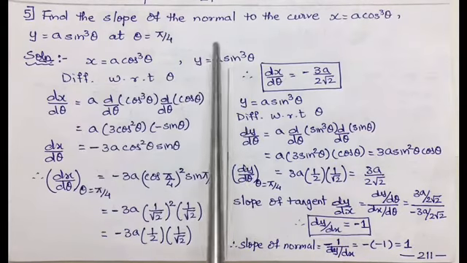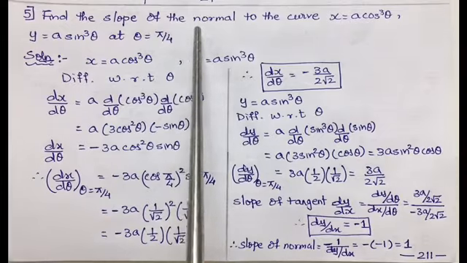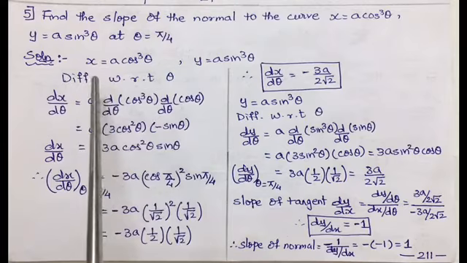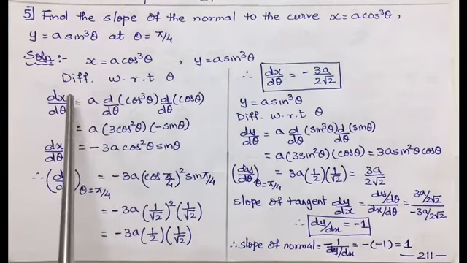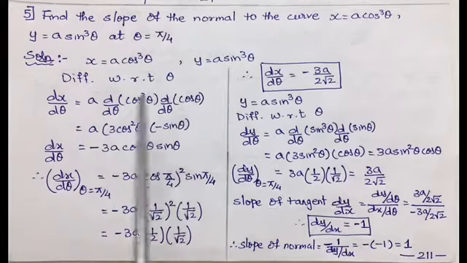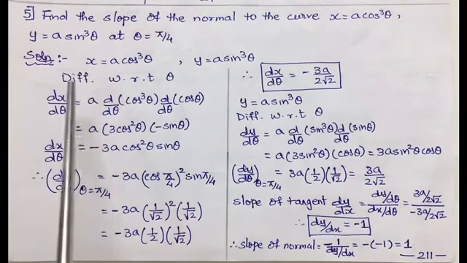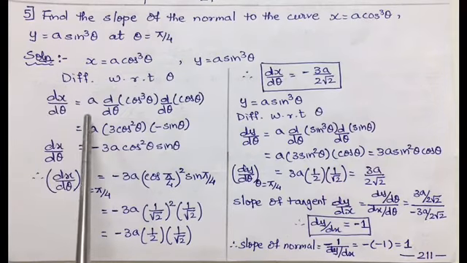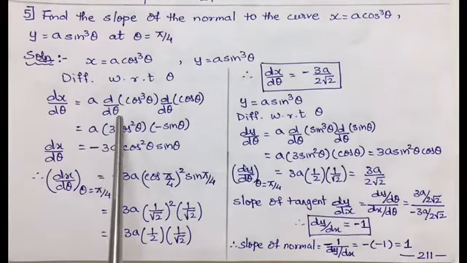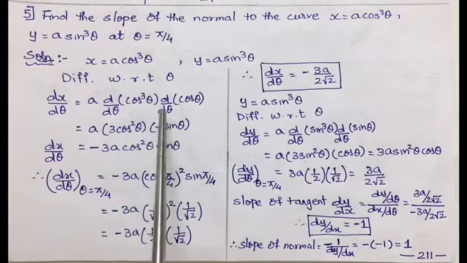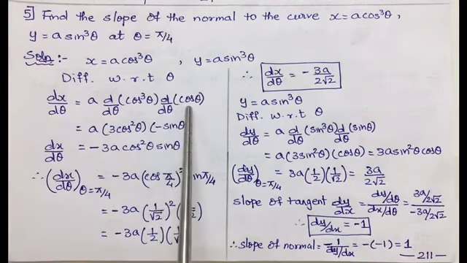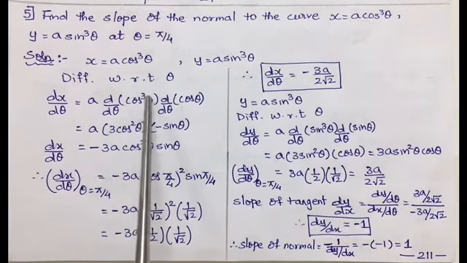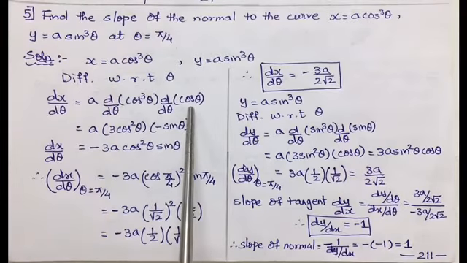So while calculating the slope, we need to calculate dy by dx. For that, x and y both will be differentiated with respect to theta. So differentiating x with respect to theta, we get dx by d theta is equal to a d by d theta of cos cube theta into d by d theta of cos theta. Here we have used chain rule. First is the derivative of power and then the derivative of function.